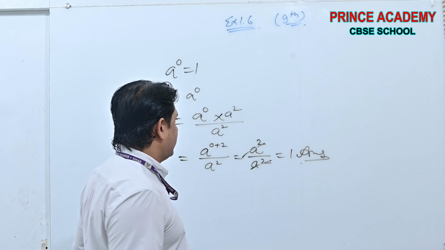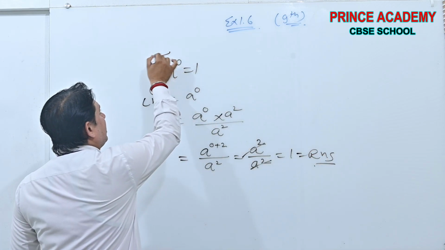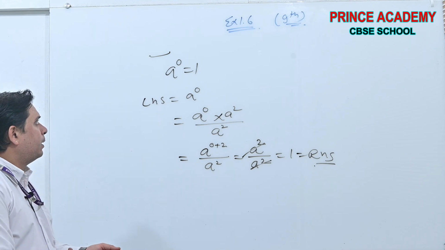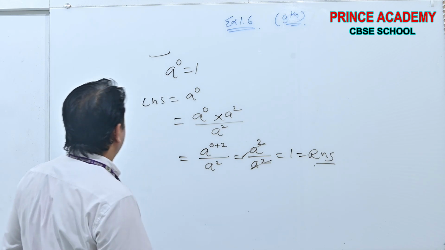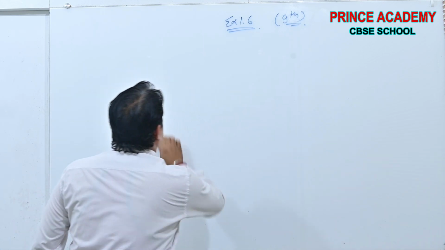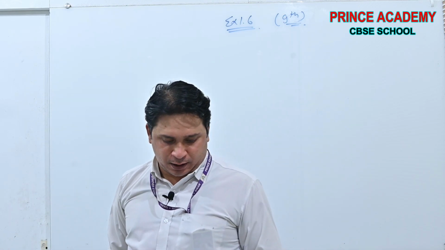Okay. And what is this? This is the right hand side. I wrote the answer here. This is the right hand side. Okay. Done beta. Take the screenshot, then we will move further. Taken? Done. Now see beta, question number 1, exercise 1.6.